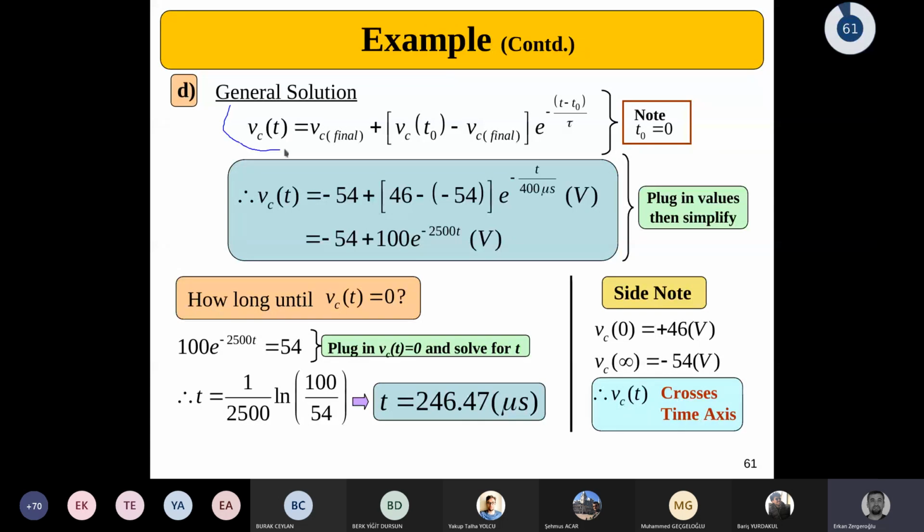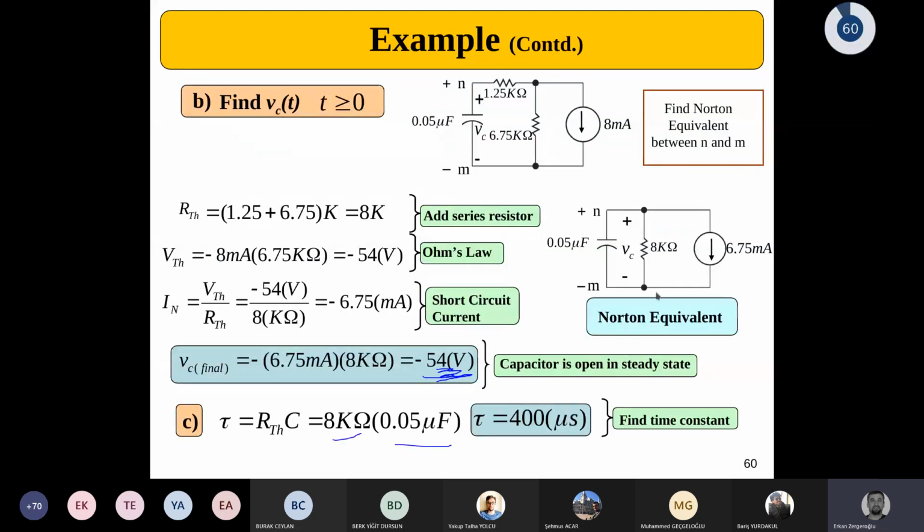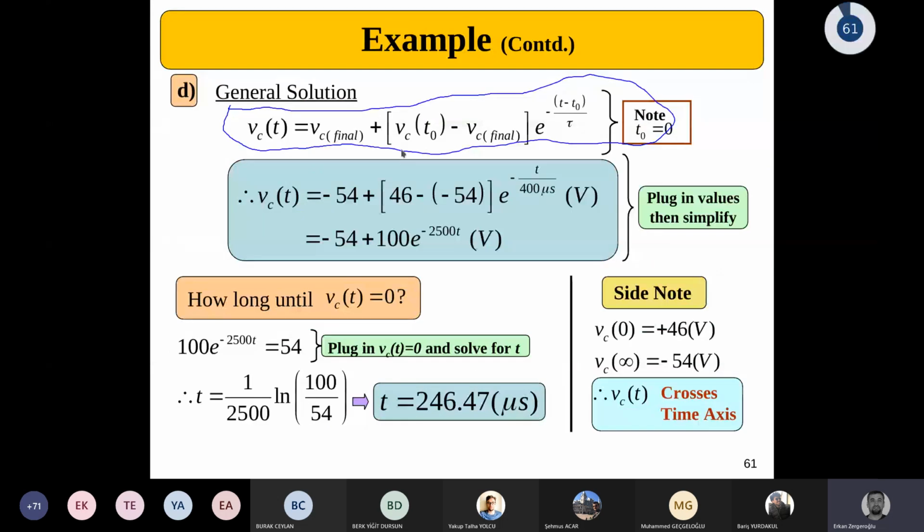Now the general solution, we just found it from our previous slides. How V of C will act on this circuitry is, we know the initial value of V of C, that was 46. We know the final value, that's minus 54, sorry. Just plug in those values, and we know that t minus t0, that t0 is 0 in here, so you don't have to worry about that much. So this is our solution. This is how the voltage across the capacitor will behave.